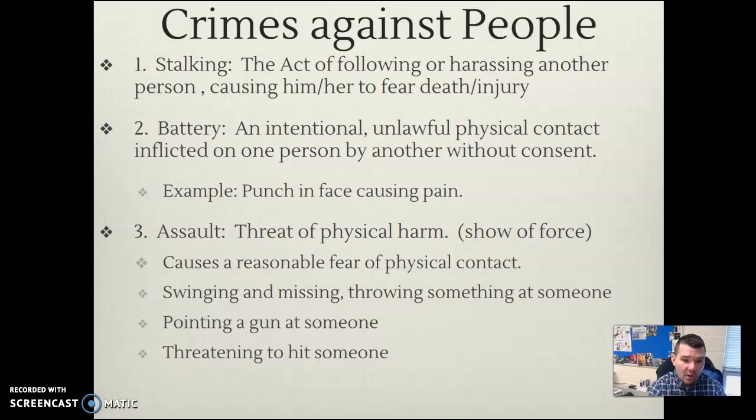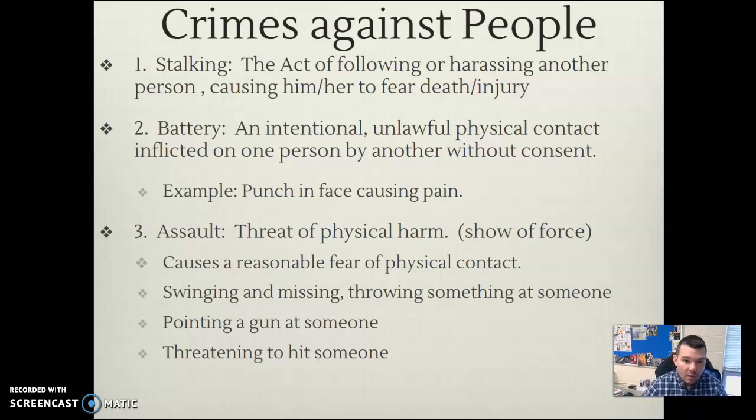Assault is a threat of physical harm. So it's maybe a show of force. It causes a reasonable person to fear that physical contact is imminent. For instance, if I'm squaring up with you and I swing at you and I miss, I didn't make contact, so I wouldn't be charged with battery, but I could be charged with assault. Pointing a gun at somebody, I didn't shoot it, but I'm showing that threat.